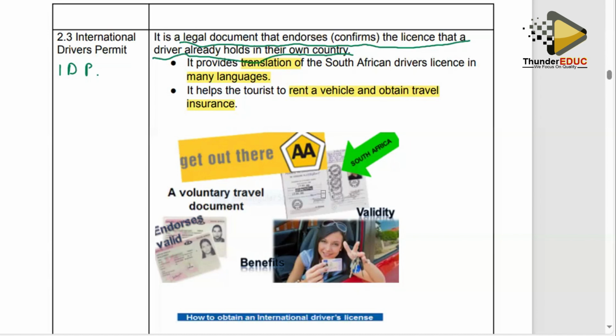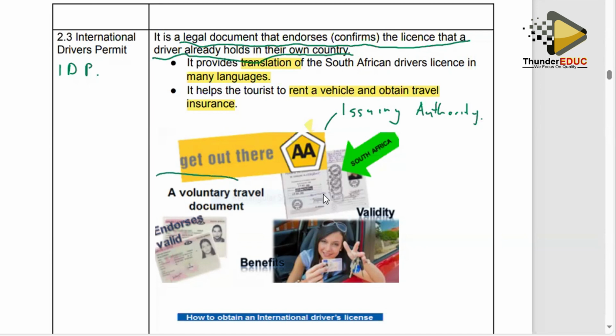So it is issued by the Automobile Association. This is the issuing authority. When you want an IDP, you go to the Automobile Association of South Africa. So this is the issuing authority. That is the starting point.